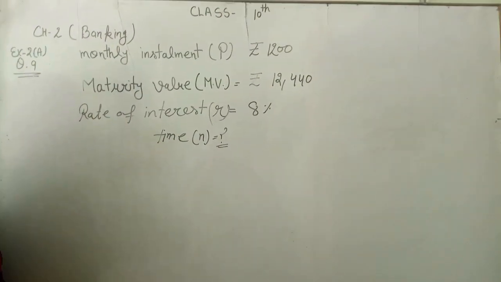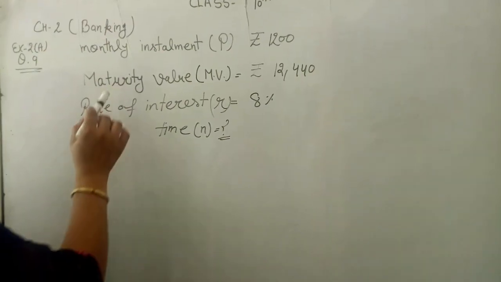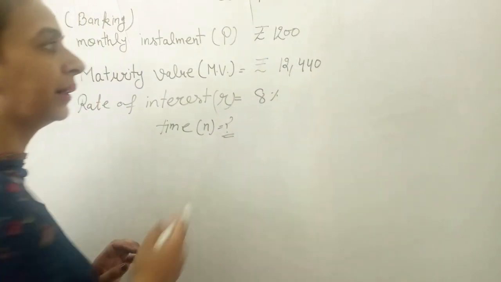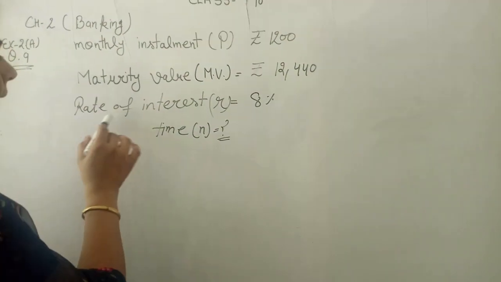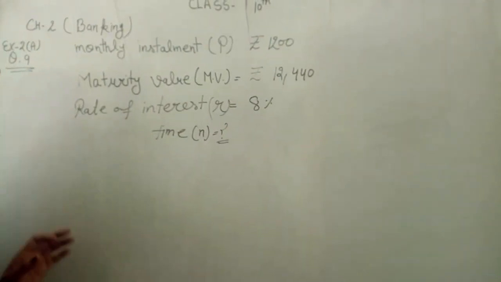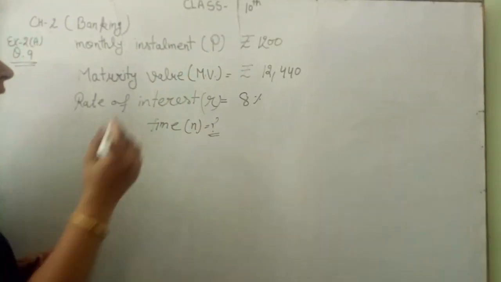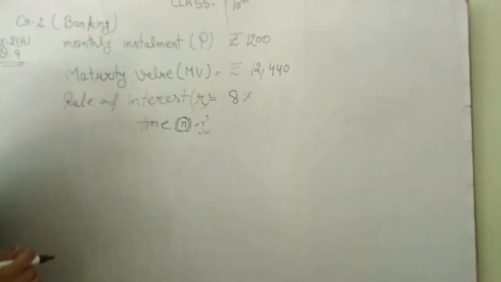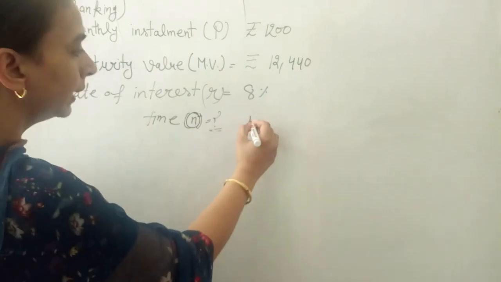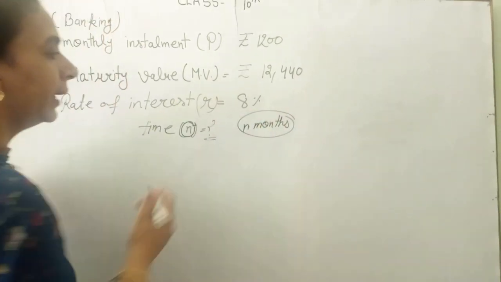Monthly installment represented by P is equal to 1200 rupees. Next is maturity value, MV, equal to 12,440 rupees. And third is rate of interest, small r, equal to 8%. We have to find the time period in this question. Let me take the time period as n, in terms of months. We take n months. We find the value of n.